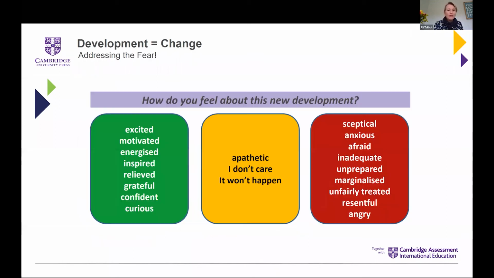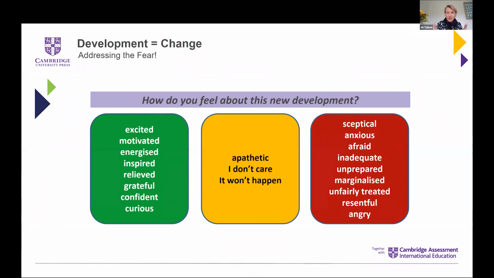And finally, we also need to address the fear. So for me, this is why change management is so important, because for me, teacher development is change. And if we don't talk about our feelings about change, then actually teacher development won't happen, because teachers can close the door and do what they've always done and get what they've always got.